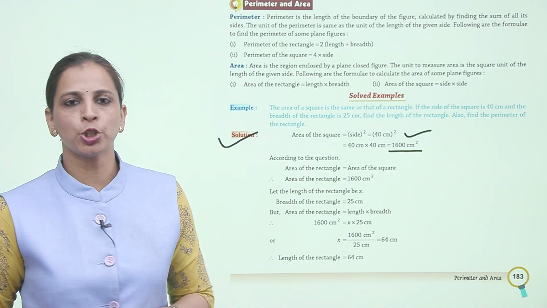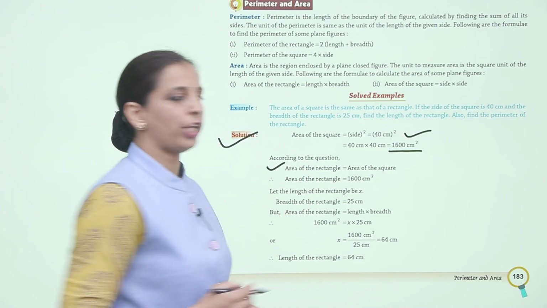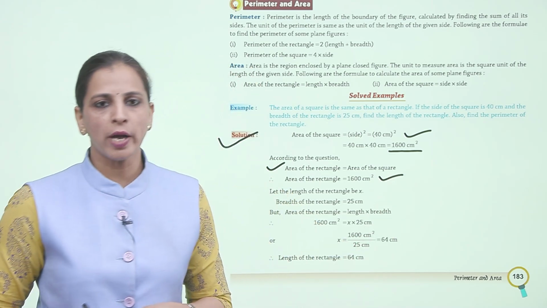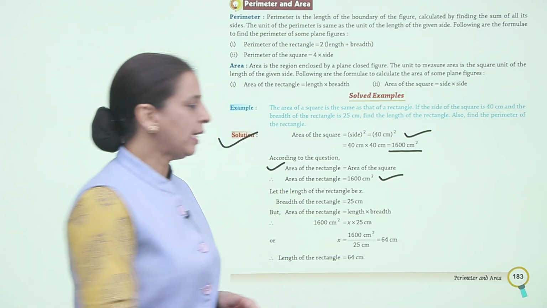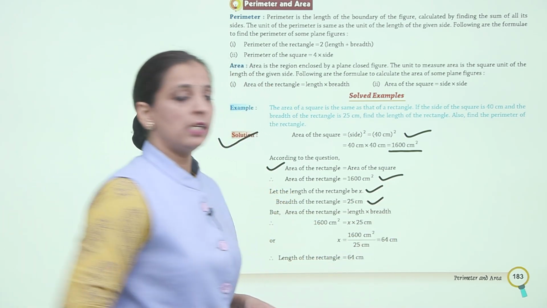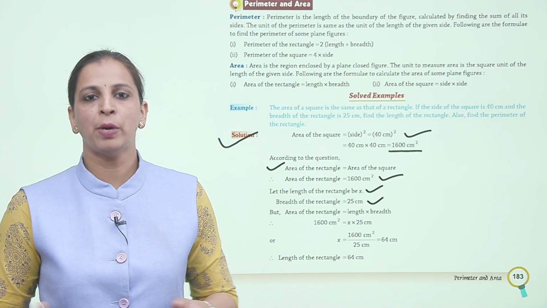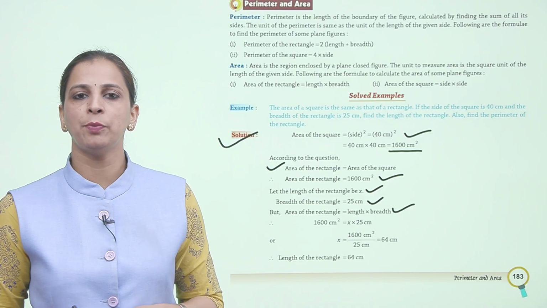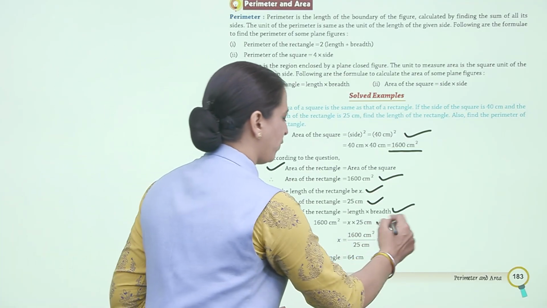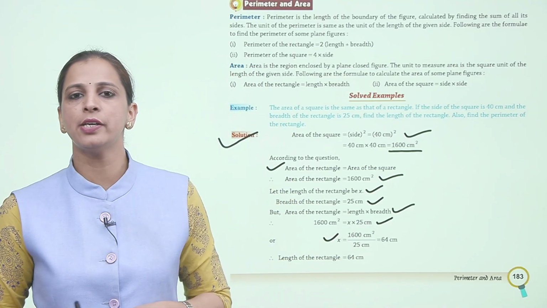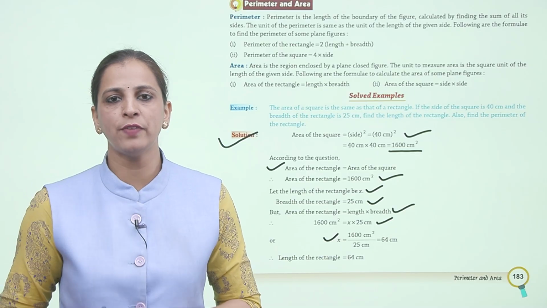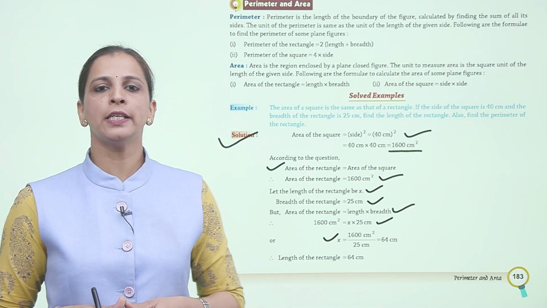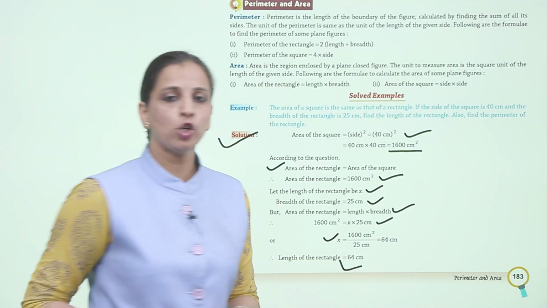Now according to question, area of the rectangle is equals to area of the square. So area of the rectangle is 1600 centimeter square. Let the length of the rectangle be x and breadth कितनी given है? That is 25 centimeter. But area of the rectangle क्या होता है? Length into breadth. That is 1600 centimeter square is equals to x into 25. X की वैल्यू निकाली 1600 centimeter square divided by 25 centimeter. That is equals to 64 centimeter. So length of the rectangle is 64 centimeter.